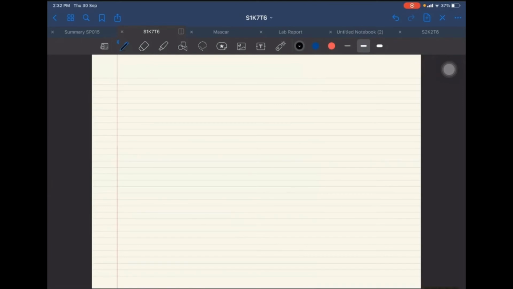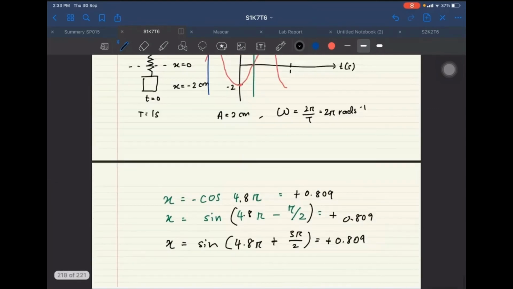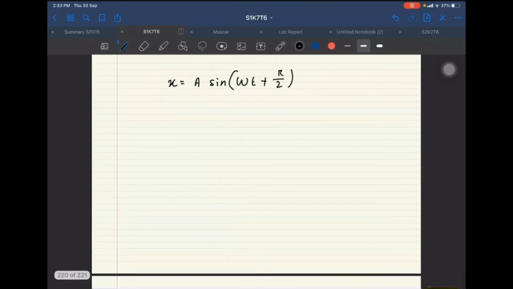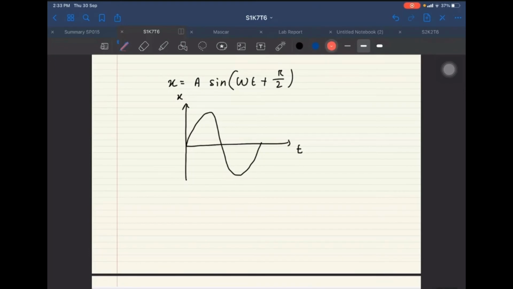For example, if I give you x equals a sin omega t, say plus pi over 2. Earlier we did minus, now we're going to do the plus. So what you need to do, first thing first, you draw the axis as usual. And then you draw the shape of the original sine, so it will be something like this. Okay, and then plus pi over 2, actually you cut here.